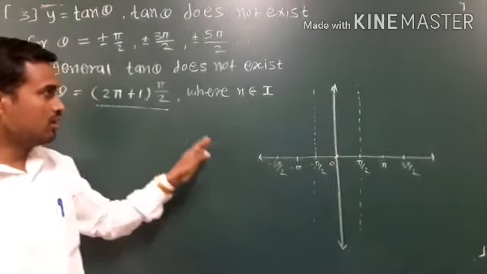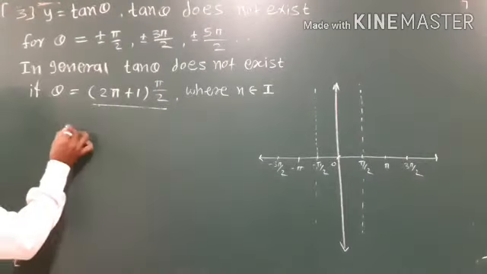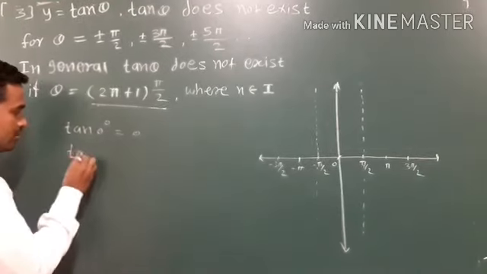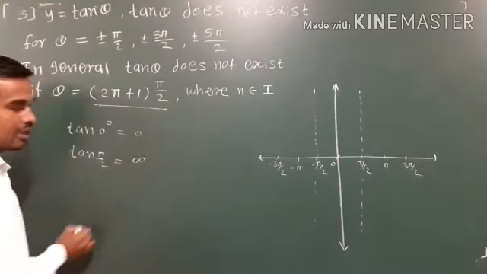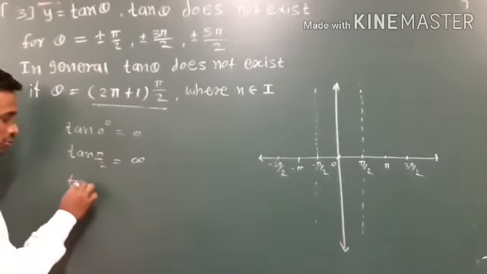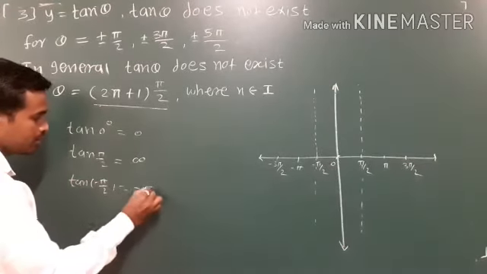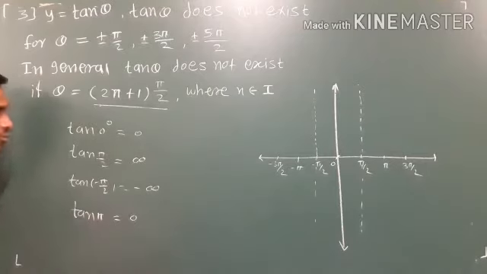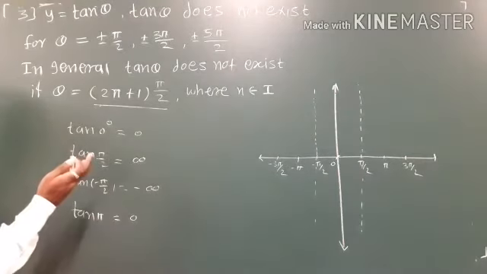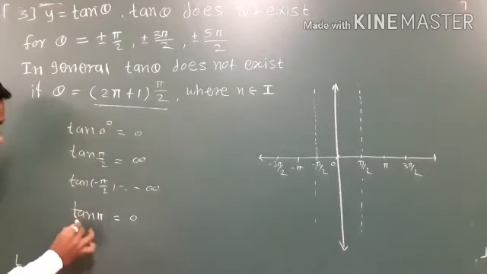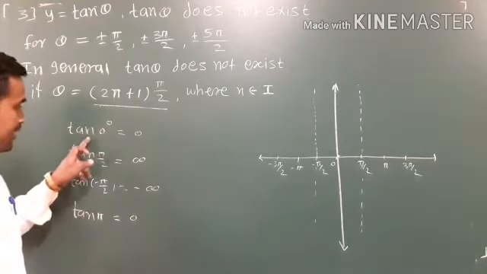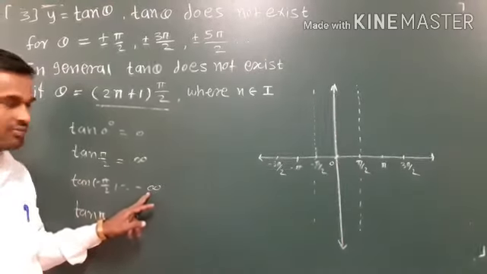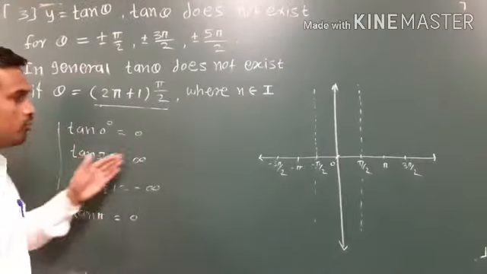Okay, so in this equation y equal to tan theta, tan 0 degrees equals 0, tan pi by 2 equals infinity, tan minus pi by 2 equals minus infinity, again tan pi equals 0. Similarly, tan 3 pi by 2 equals infinity. Okay, tan 0 degrees equals 0, tan pi by 2 equals infinity, tan minus pi by 2 equals minus infinity. Okay, with these three values, put them on the graph.